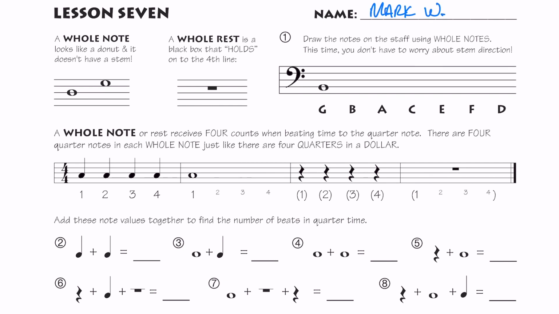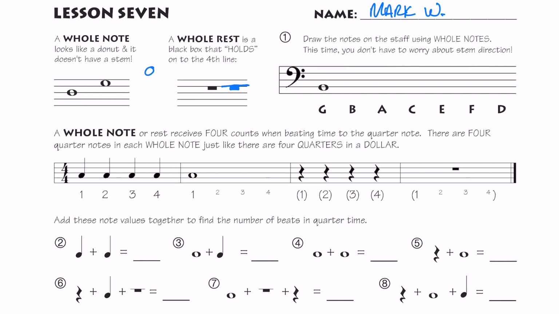All right, so a whole note is just basically a circle, like a donut, okay? It doesn't have a stem, so a whole note is only just that circle without it being filled in. A whole rest, and this is kind of tricky because a half rest looks very similar, is just a box, and I like to say that it holds on, it's stuck to that staff line, okay? So a whole rest and a whole note receive 4 counts.